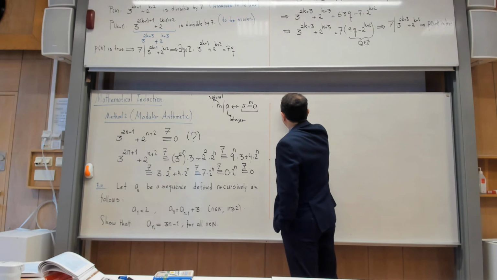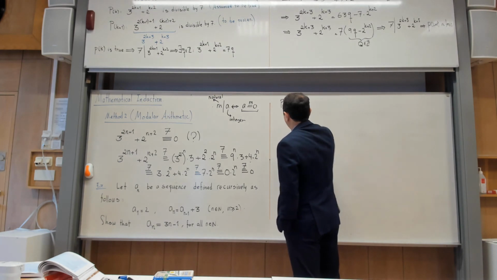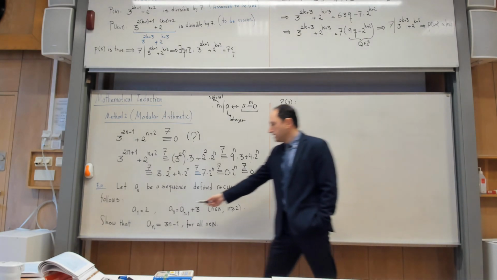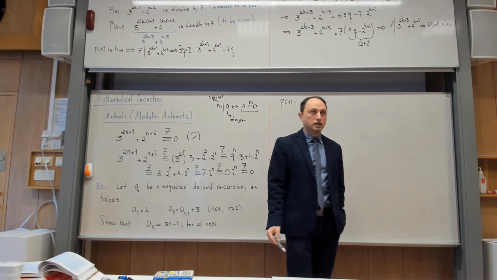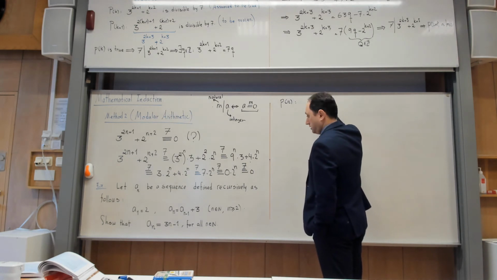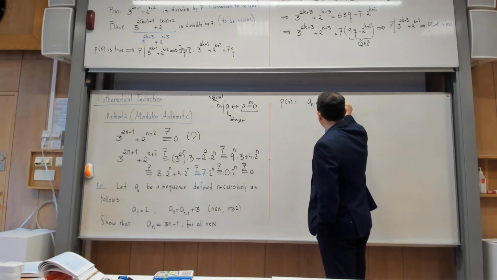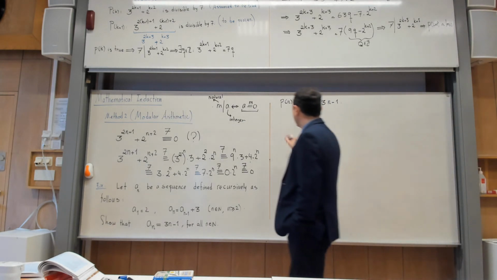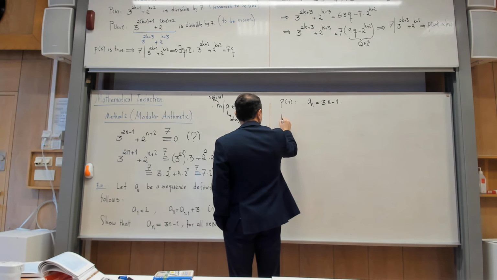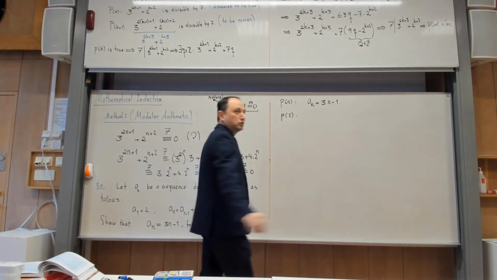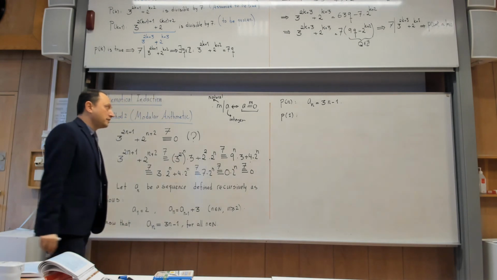So P of n is your claim about n. So here, what is my claim about n? My claim about n is that a sub n follows this rule. Yes? So I would write that a sub n is 3n minus 1. This is my claim. Then I have to show my claim is true. If I want to use mathematical induction, which is not the only way, by the way, here you can even do it faster. But let us practice mathematical induction.